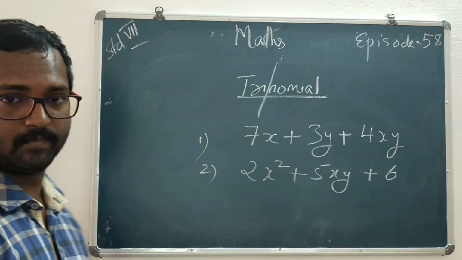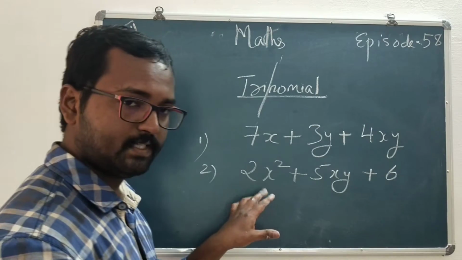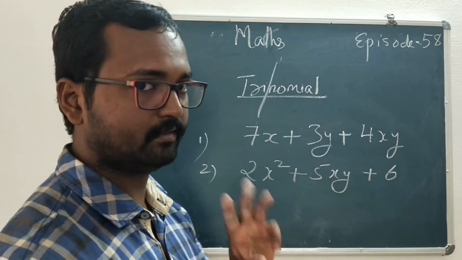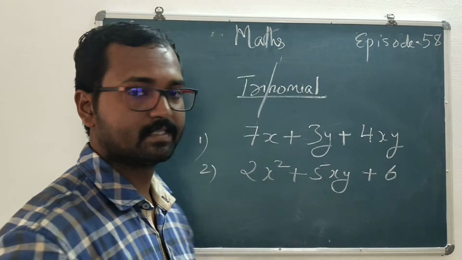Now there are 3 terms. This is one term, 2x square. This is another term, 5xy. This is another term, 6. So there are 3 terms now. So this is also an example of trinomial.